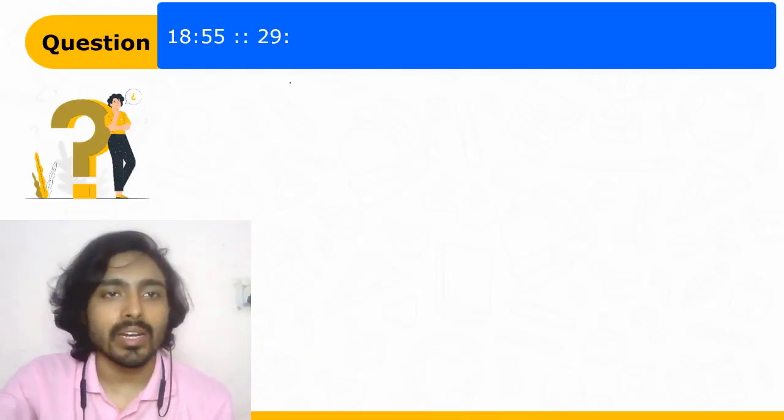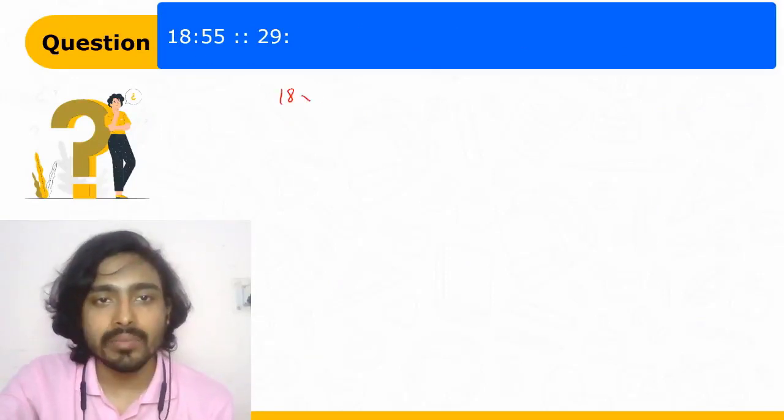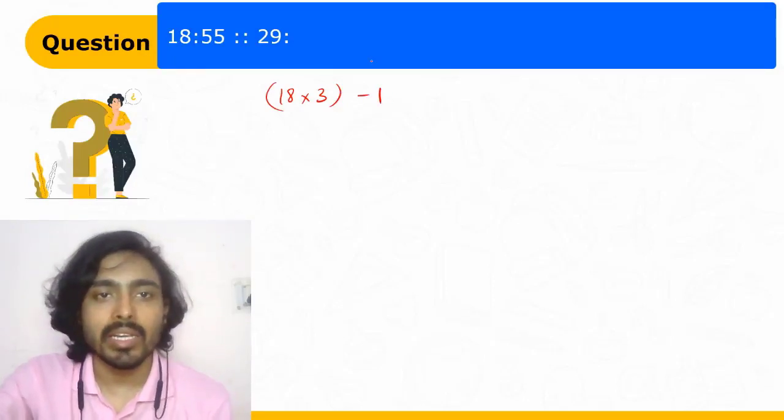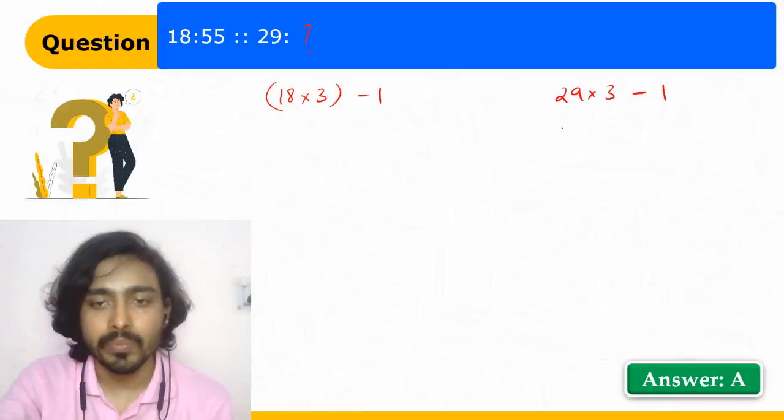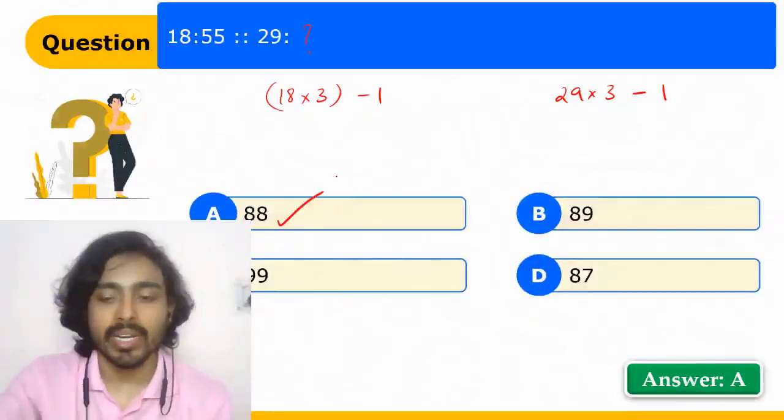In this question, you have to find out 55 is 18 into 3 minus 1. Similarly, if you have to find this one, this will be 29 into 3 minus 1. So this is 87 minus 1, that is 88. 88 will be the right answer.